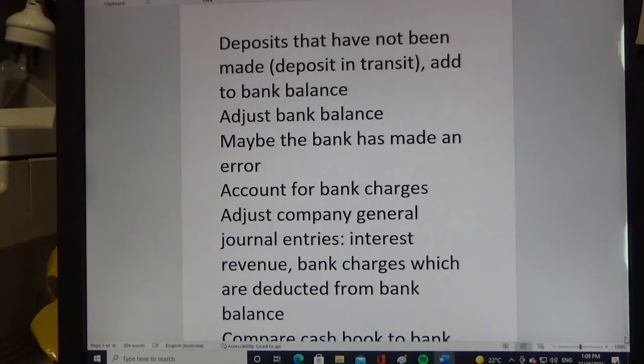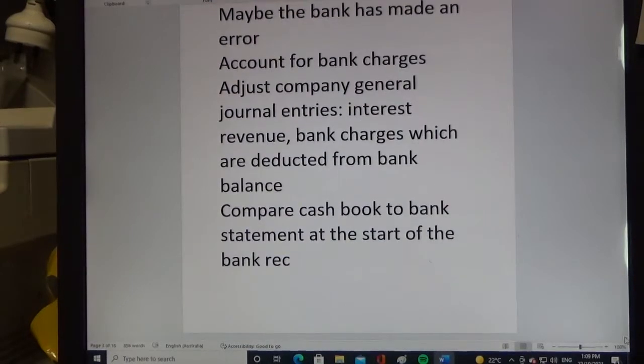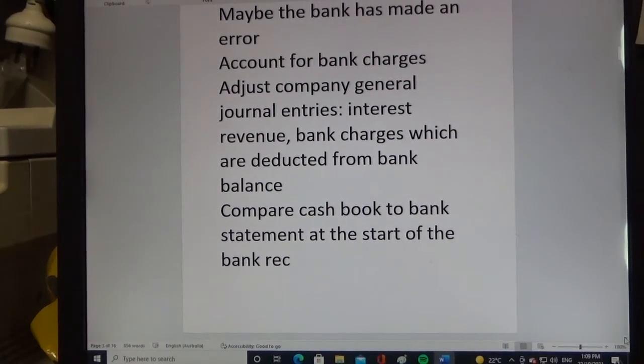Banks sometimes do make errors. It does happen sometimes where maybe someone else made an error. One of the bank customers inadvertently sent money to the wrong account. Things like that have happened. And bank charges have to be added to the cash payments journal, but they don't go in the bank rec. Only outstanding deposits and unpresented checks go in the bank rec.